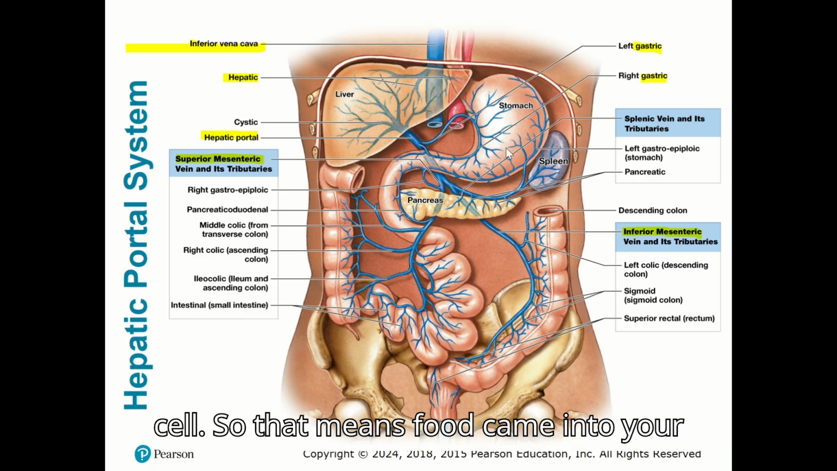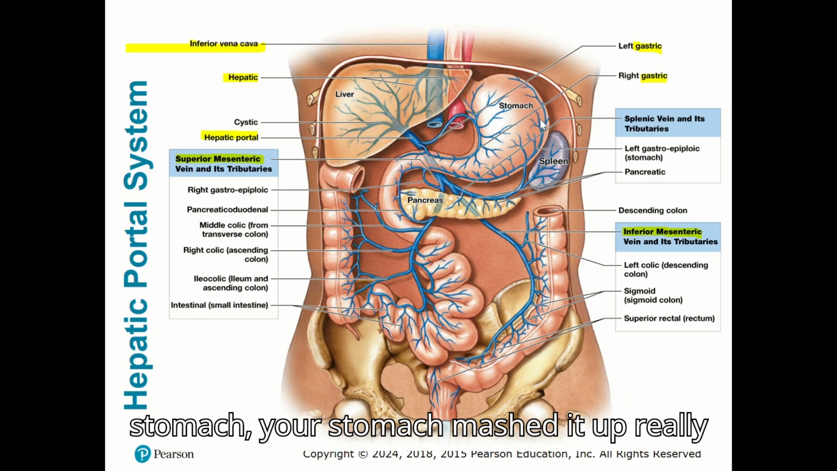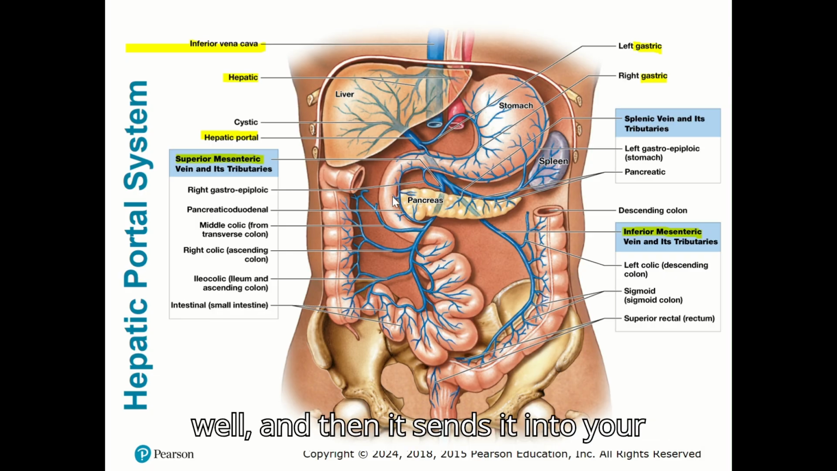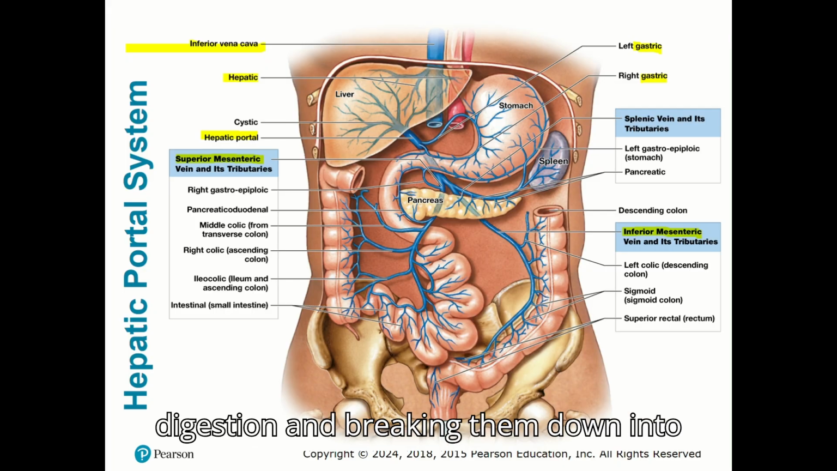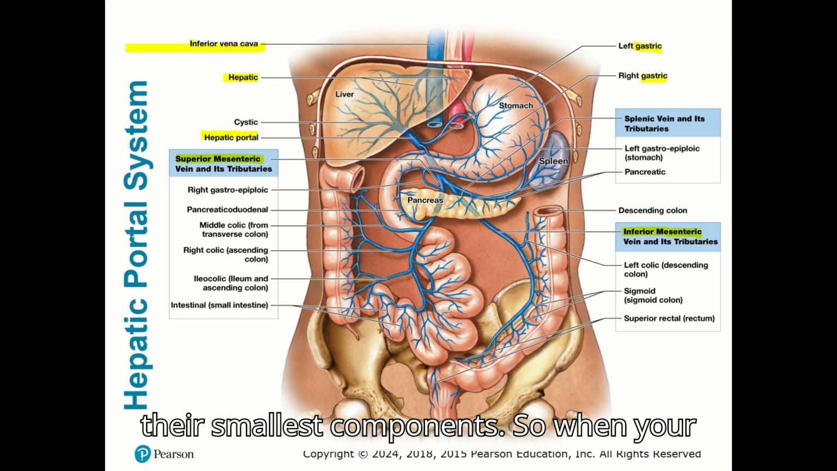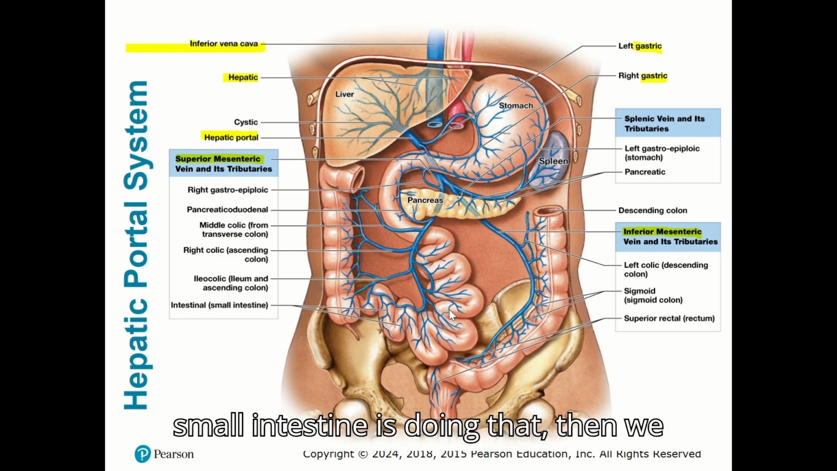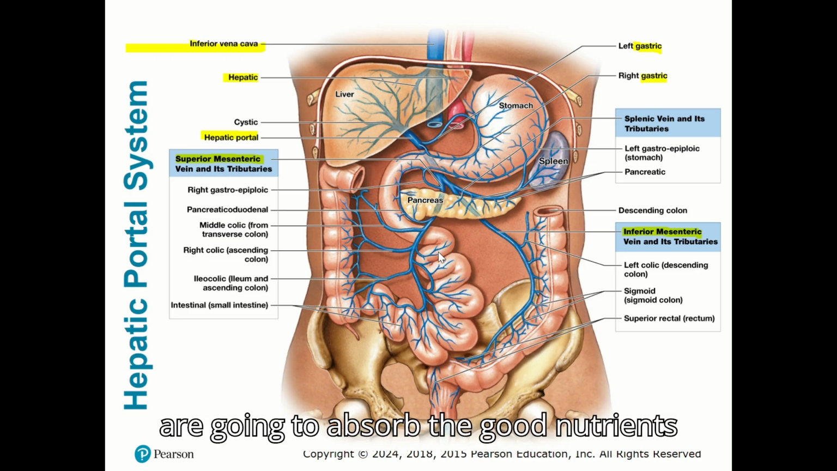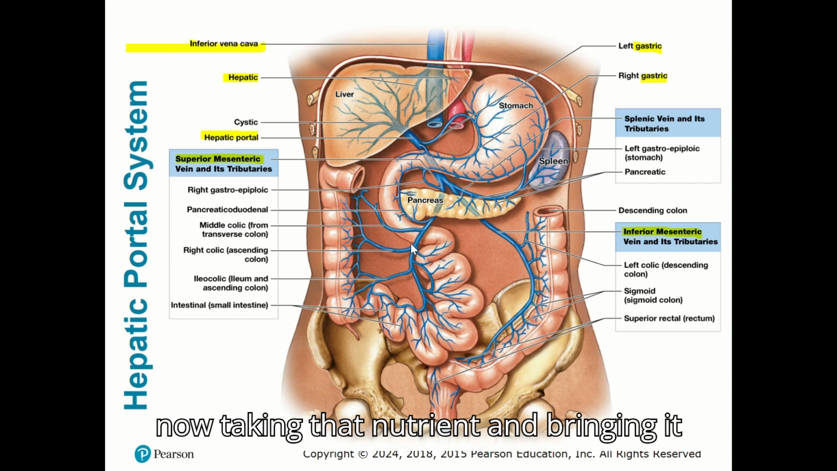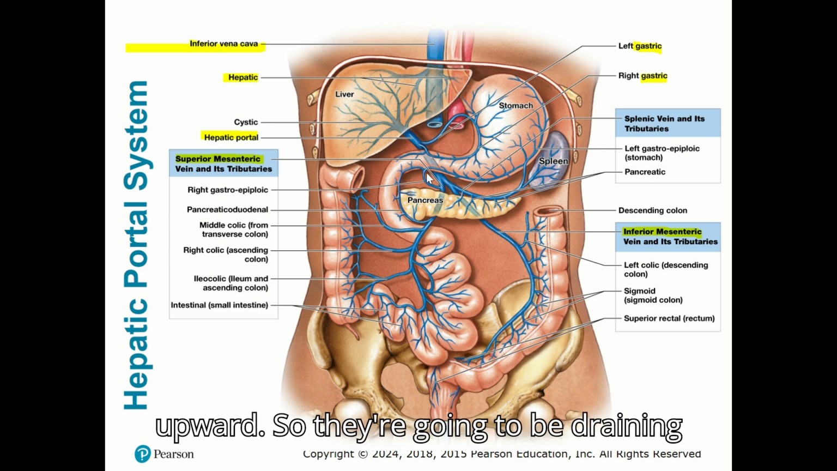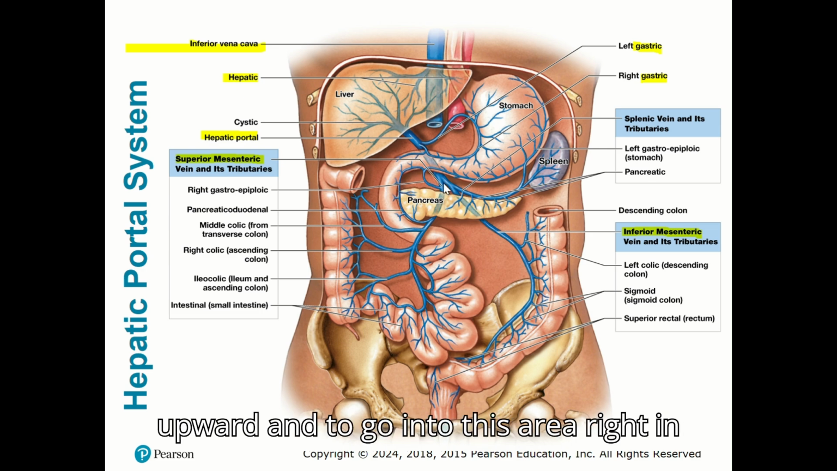So that means food came into your stomach, mashed it up really well, and then it sends it into your small intestine. Your small intestine is doing the majority of your chemical digestion and breaking them down into their smallest components. So when your small intestine is doing that, then we are going to absorb the good nutrients into the blood vessels here. And so you can see these blood vessels, which are now taking that nutrient and bringing it upward. So they're going to be draining upward and going to this area right in here.